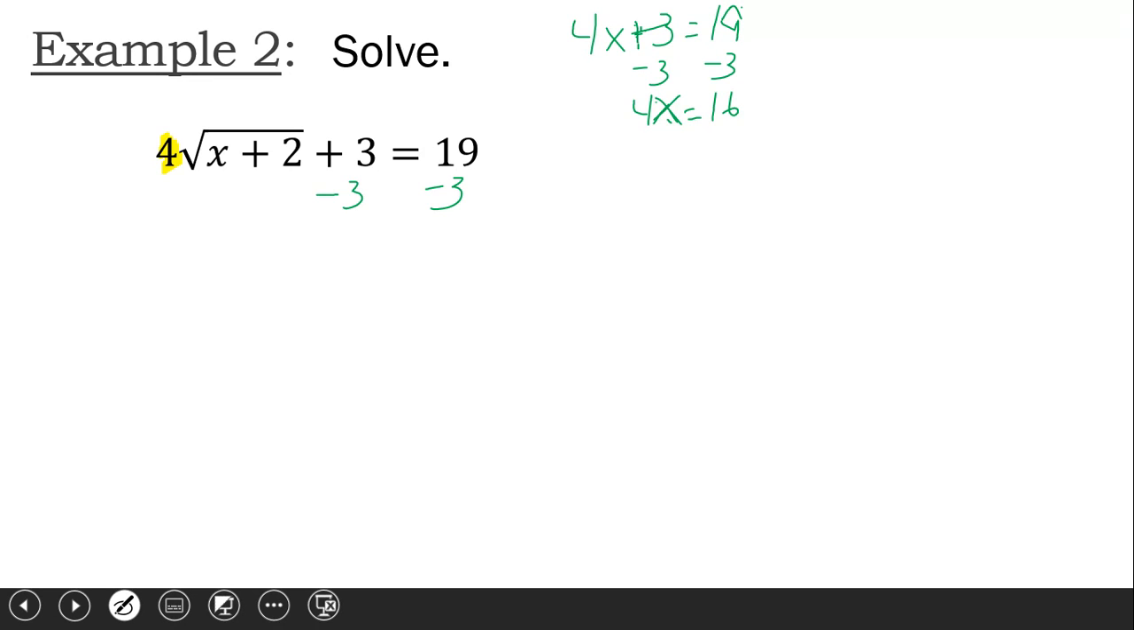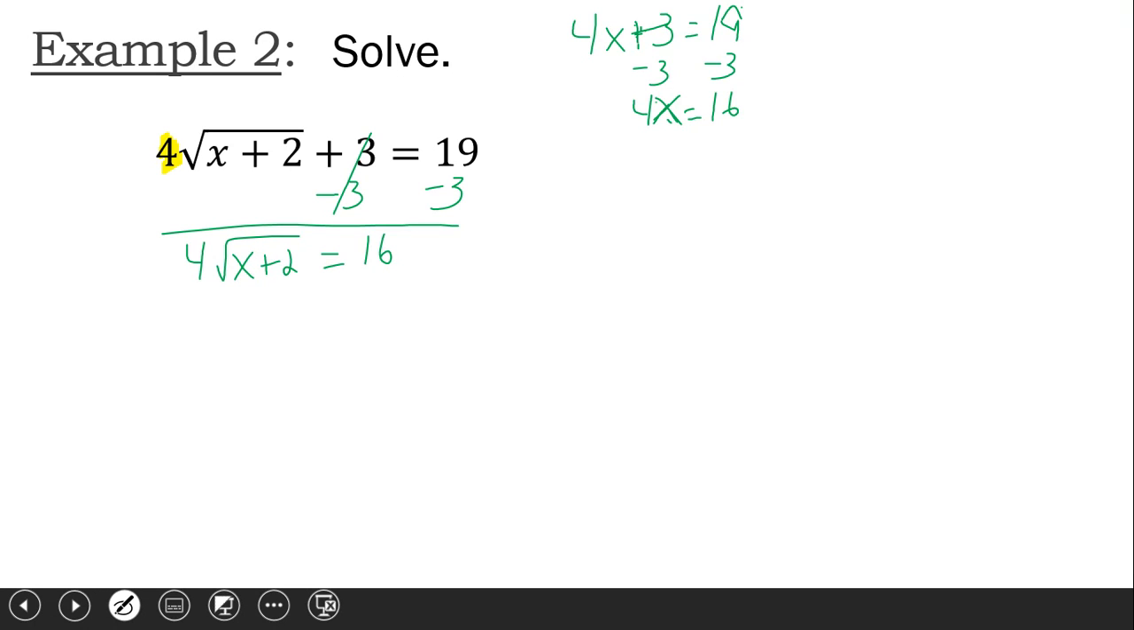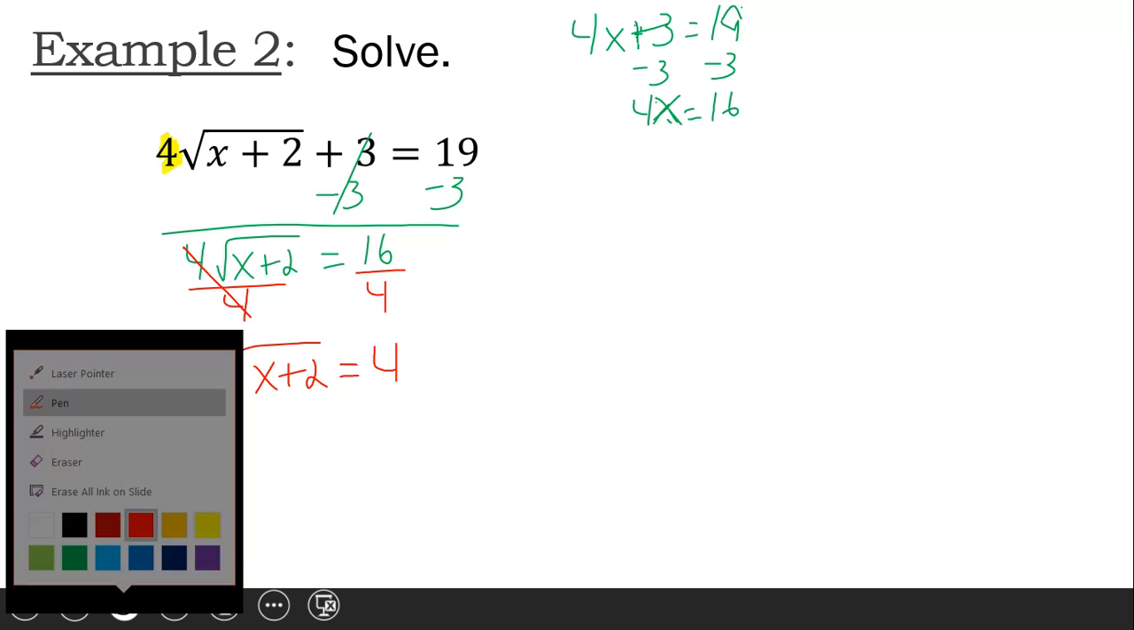Well, same idea here. So now this is going to cancel. Now we have 4 square root of x plus 2 is equal to 16. So you got to think to yourself what operation is happening between the 4 and the square root. Well, that's multiplication. So we're going to divide by 4 on both sides. That'll cancel. Now you have square root of x plus 2 is equal to 4. My square root has been isolated.